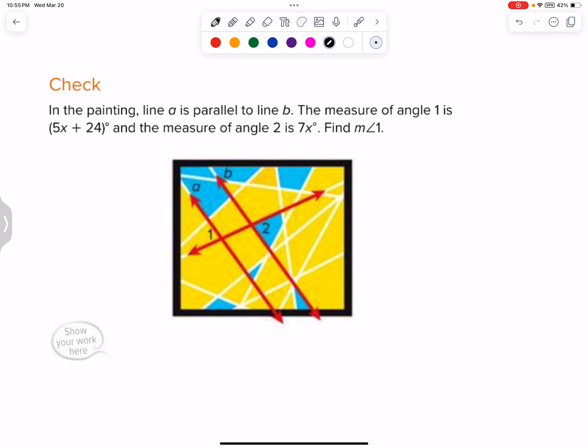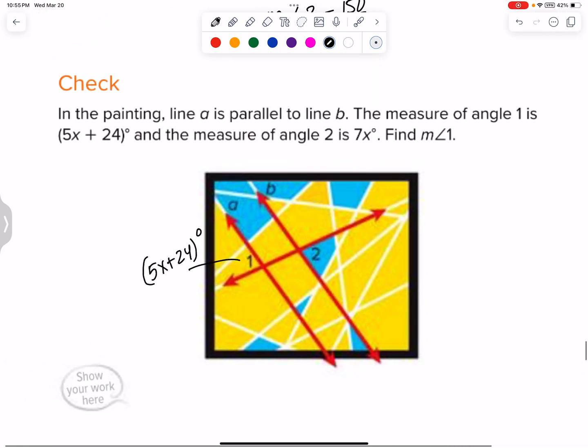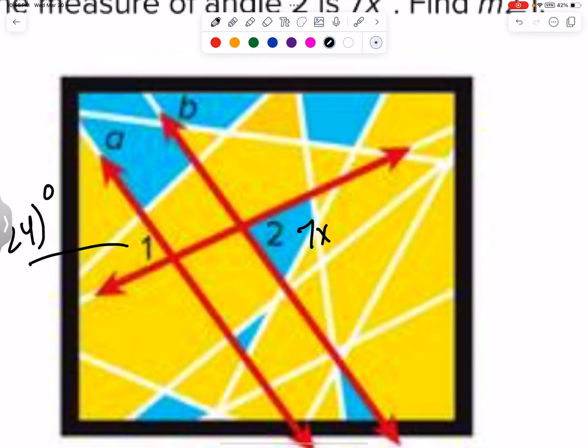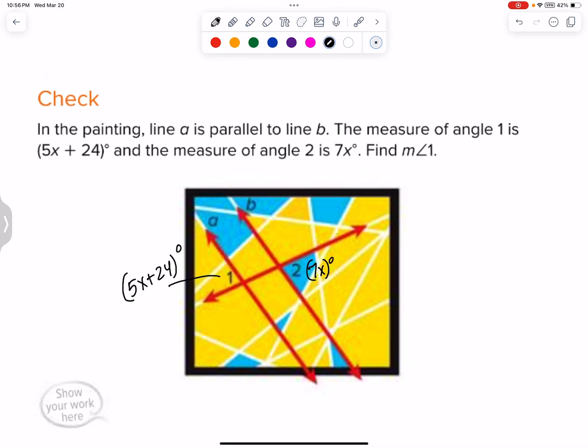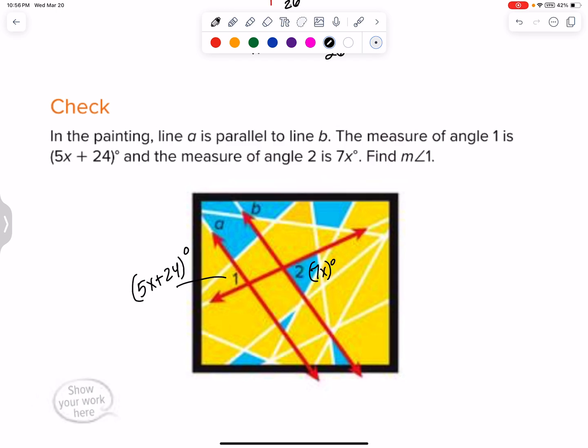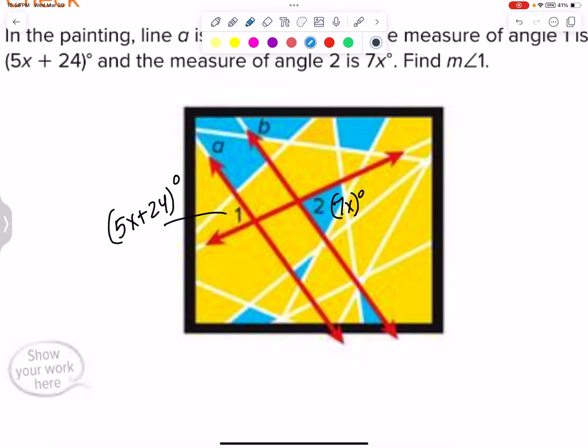The measure of angle 1 is 5x plus 24. So let's go ahead and list that right there, 5x plus 24. That's how many degrees that is. They're saying the measure of angle 2 is 7x degrees. Find the measurement of angle 1. Oh, they want you to find the actual number measurement. So let's go ahead and highlight our interior. I better pick a different color. Here's our interior.